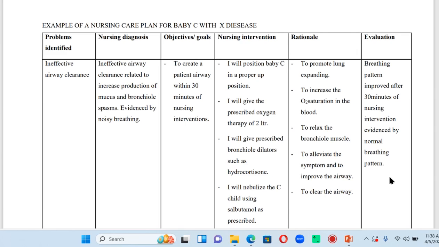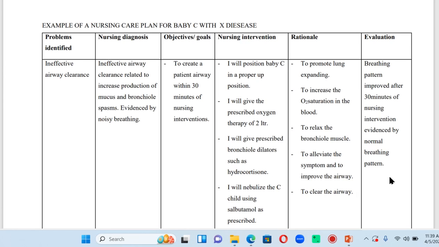Now we need to have evidence. Why are you saying these are the things that are causing ineffective airway clearance? The evidence is the noisy breathing, evidenced by noisy breathing. Actually, you can even say wheezing sound, evidenced by wheezing sound.